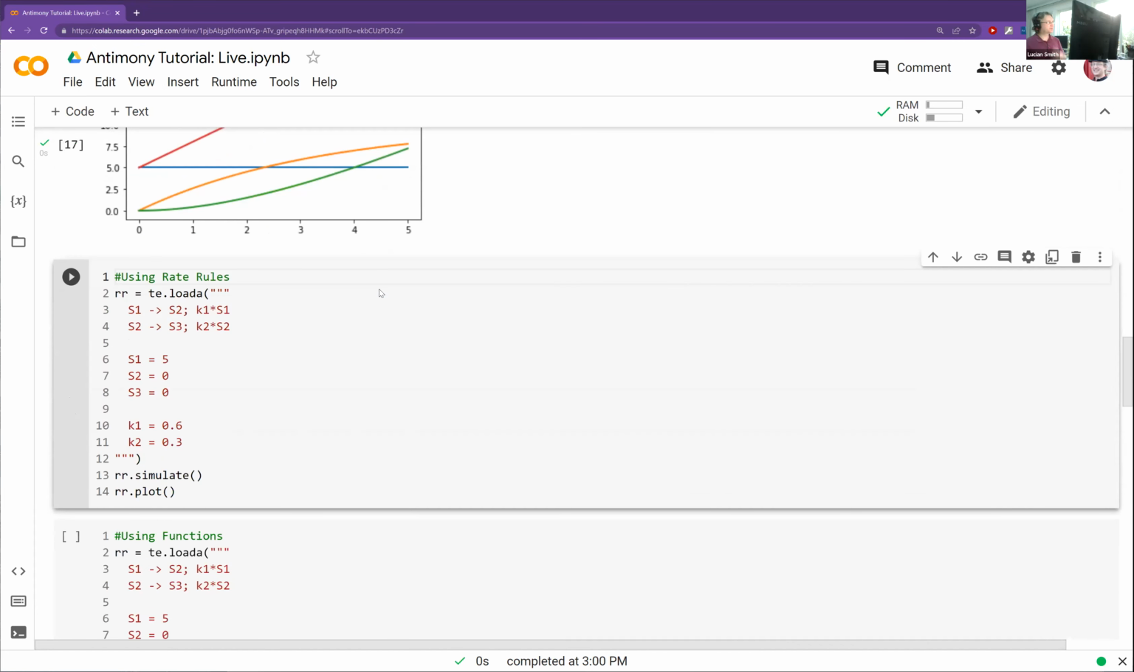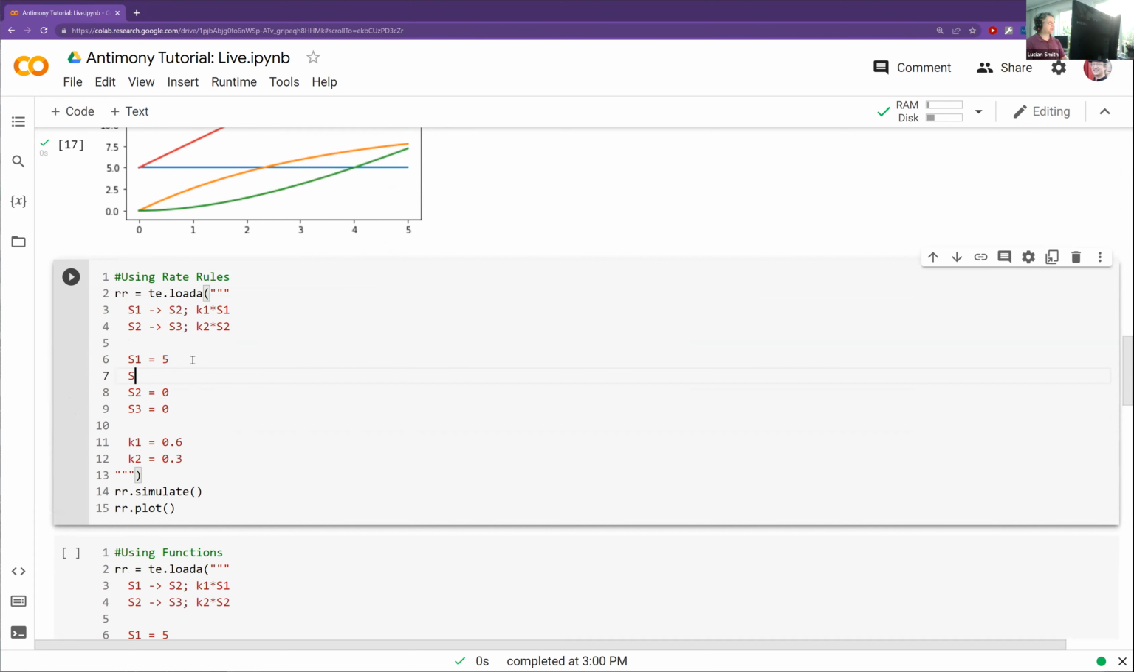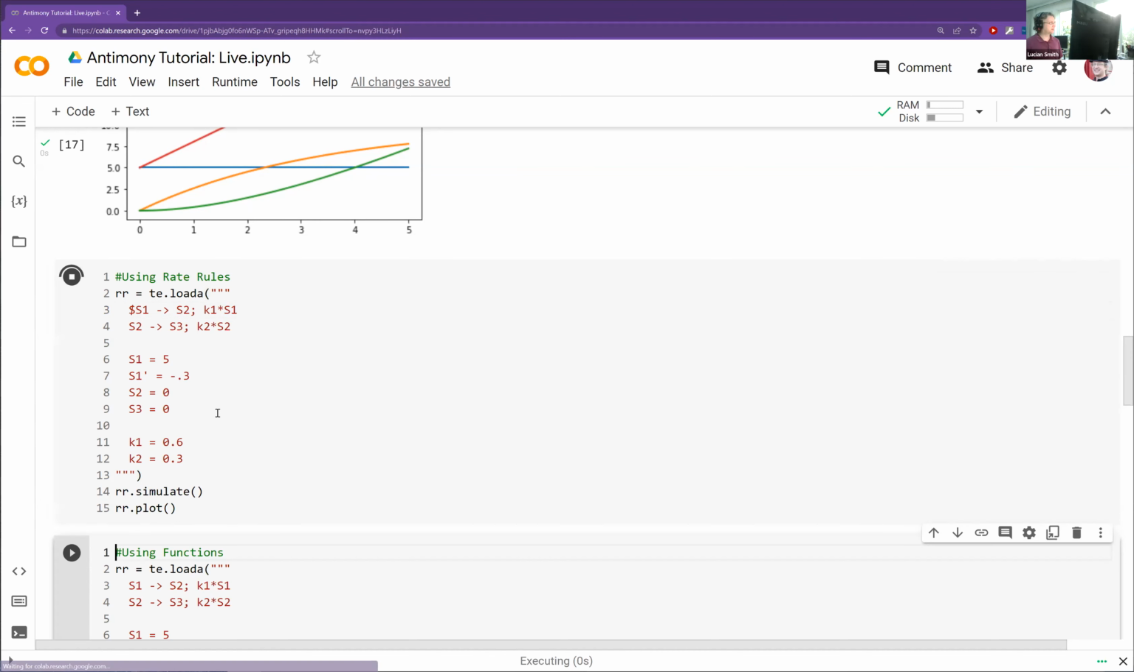All right, let's do rate rules. So rate rules are saying how something changes in time. So this time we'll say S1 starts at 5, but then we'll say S1 prime equals -0.3 or something. And again, if we say that it is changing at a rate of -0.3 and that it is in a reaction that is changing at a rate of -K1 times S1, that's over-determining the model, and it doesn't like that. So we have to do that instead.